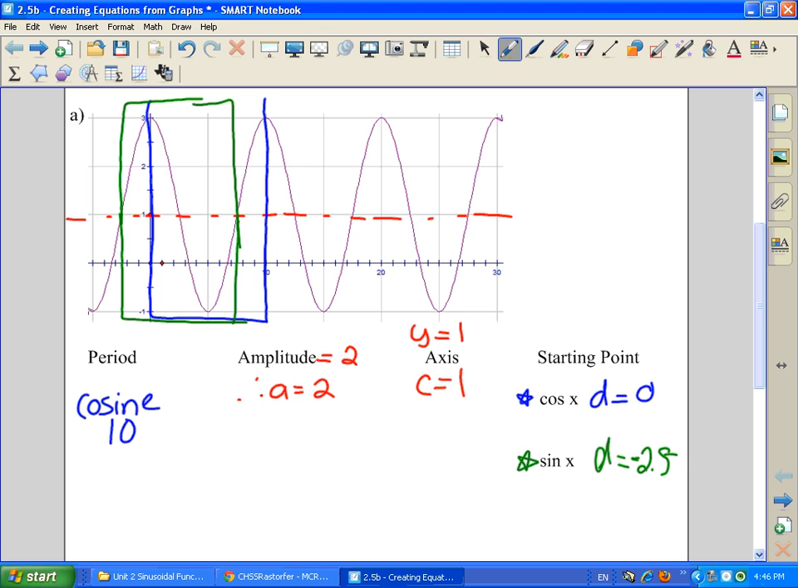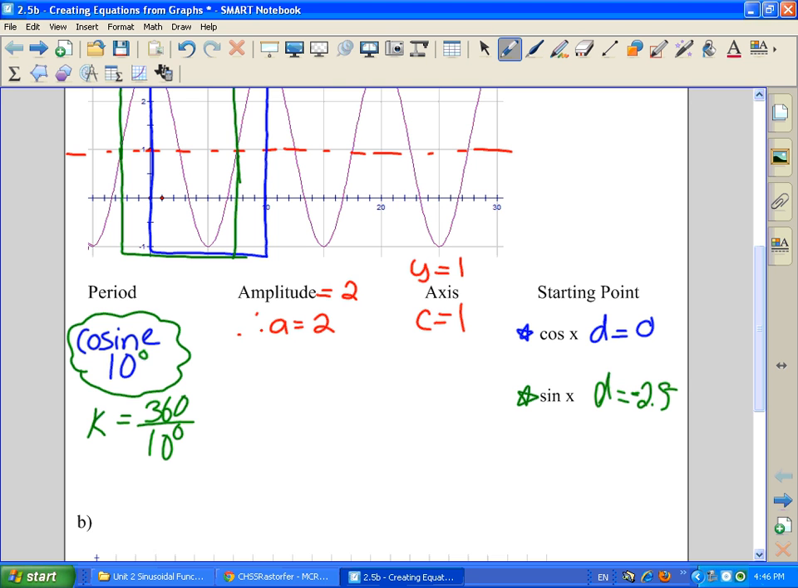Okay, we haven't figured out our, sorry, my fault here. Our period is 10. So we have to figure out our K value. So K equals 360 degrees divided by your period, which is 10 degrees, and that is 36 degrees. And it's the same for both your cosine and your sine curves.